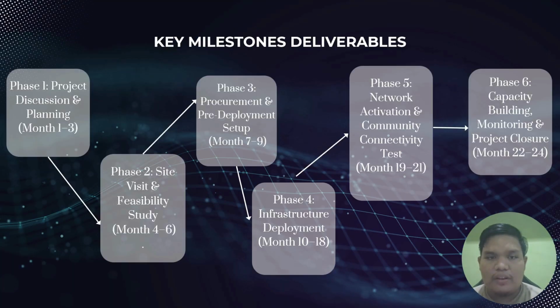So we move to the third one. Phase 1 is project discussion and planning within month 1 to month 3. Phase 2 is the site visit and feasibility study within months 4 to 6. Phase 3 is procurement and pre-deployment setup within months 7 to 9. Phase 4 is infrastructure deployment within months 10 to 18. Phase 5 is network activation and community connectivity during months 19 to 21. And phase 6 is capacity building and project handover within months 22 to 24.